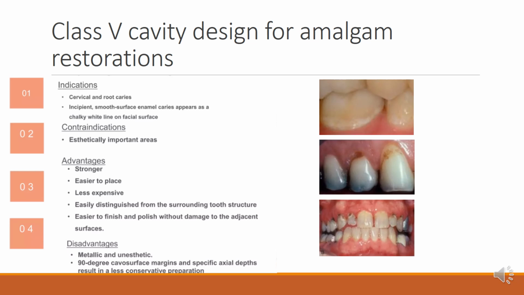Advantages of amalgam restorations are that they are stronger, easier to place, less expensive, easily distinguished from the surrounding tooth structure, and easier to finish and polish without damaging the adjacent surfaces. The disadvantages are that it looks metallic and unaesthetic, and the 90-degree surface margins and specific axial depths result in a less conservative preparation.